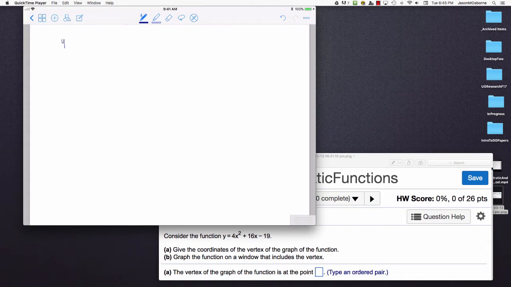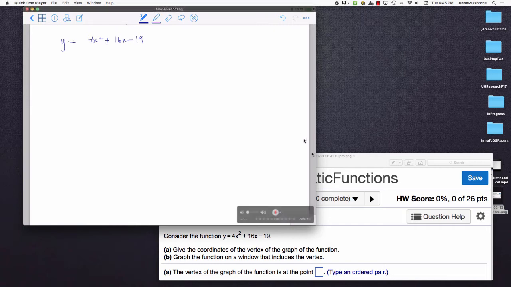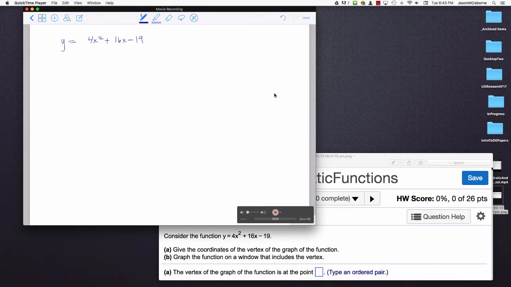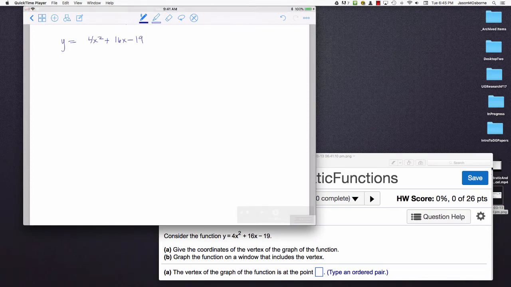You are asked to consider the function y is equal to 4x squared plus 16x minus 19. And you're asked to find the coordinates of the vertex. Well, you could easily find the vertex if you could just write this as a times x minus h squared plus k. So let's go through the process.